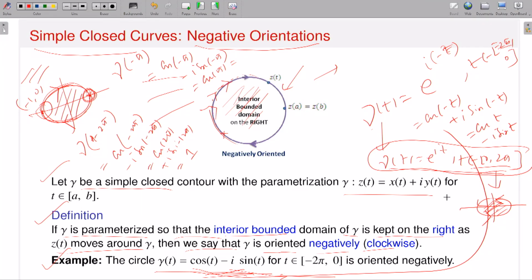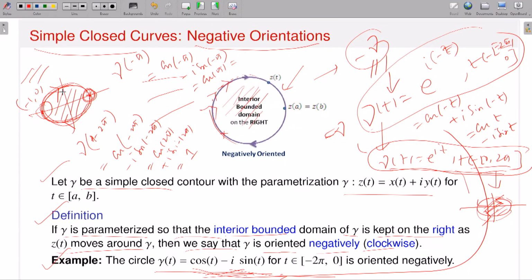Now if you remember, this is nothing but minus of gamma, given the way its parameterization is set up. Now if gamma has some orientation, I already talked about minus of gamma. If C is a curve which has some orientation, then minus of C has the orientation in the opposite direction.